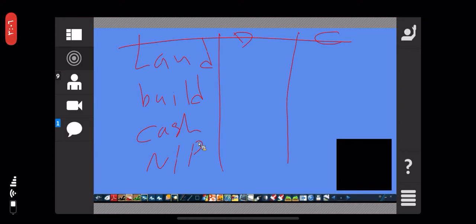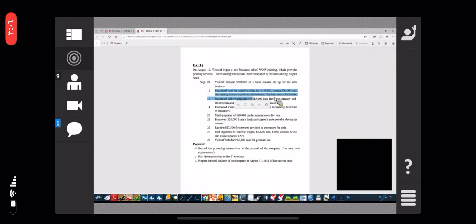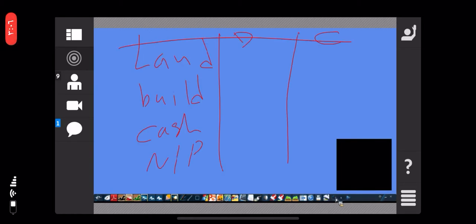He said for land and building 100,000? No, 150. This is the total amount for the account, debit or credit. He said the amount for land is 100,000. So total amount land 100,000. A total amount he said 150. So building, what's the amount for building? 50.